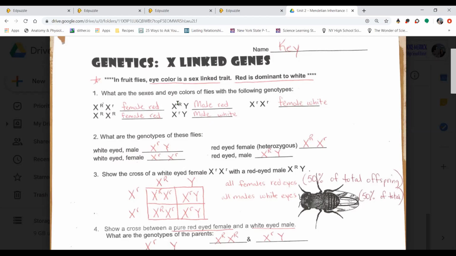You're only going to see the R on the X's because this is an X-linked trait. You're not going to write anything next to the Y because the Y doesn't have this gene for eye color in fruit flies. So the Y is just by itself, no letter next to it. The male that is X lowercase r with a Y, this bottom male, is going to show white eyes because he has the recessive allele. And finally, on the top right, we have a female again with two X's. For her to show white eyes, she would need two recessive alleles, or two lowercase r's.